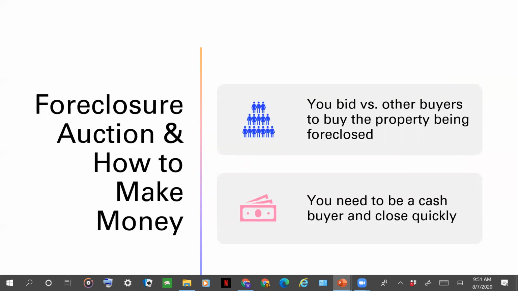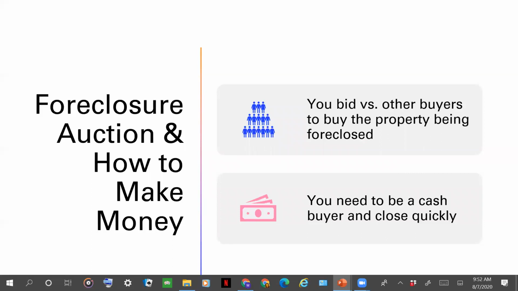Now, in order to make money with this, you have to bid versus other buyers to buy the property being foreclosed. Also, you need to be a cash buyer, because typically when you are the winning bidder, you have to come up with the cash sometimes as fast as 24 hours later, or 2 business days later. Or in some counties, you have to have at least 10% down payment, be able to write the check right there on the date of the auction, when you won the bid.